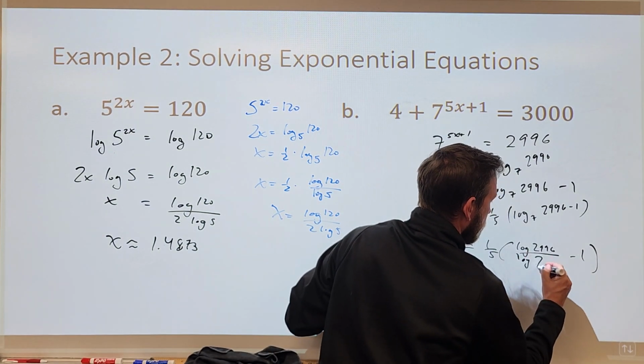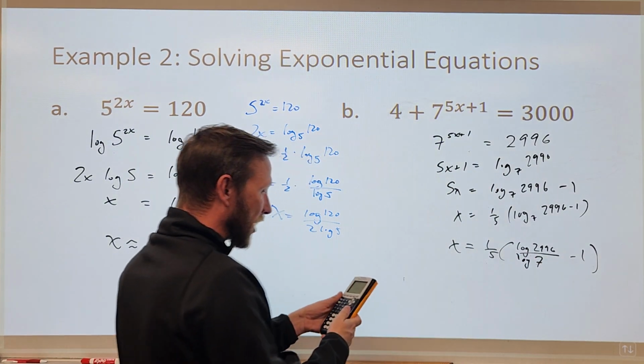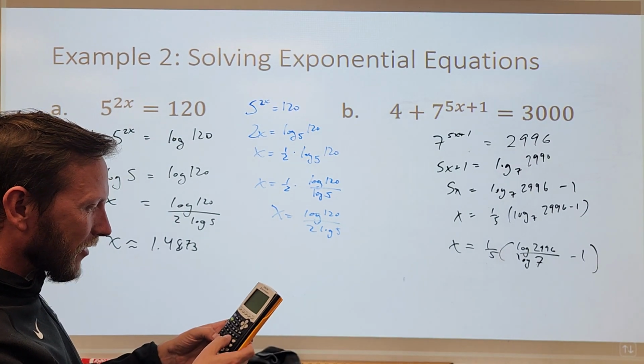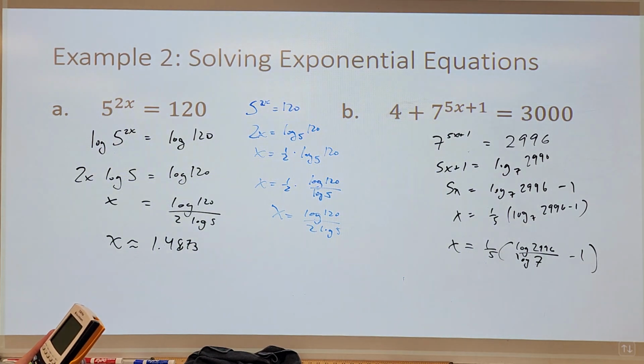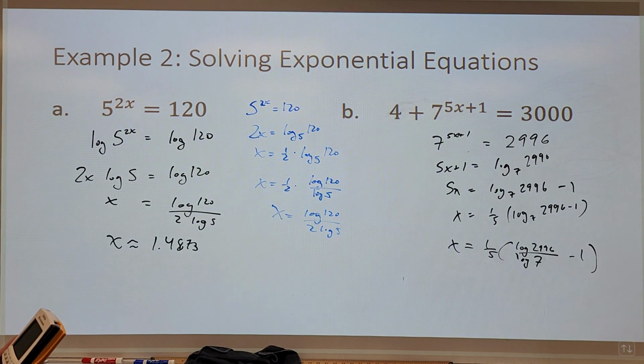the log of 7. Come on, Mr. Hibbett. Divided by the log of 7. Did you catch that mistake or no? By the log of 7. And then I'm going to subtract 1 and then close my parentheses. So, let's find where my mistake is.